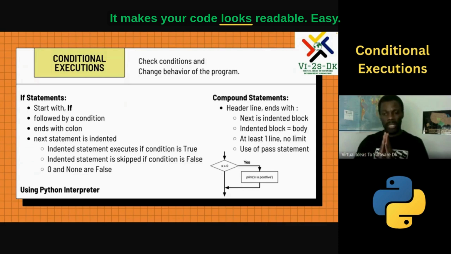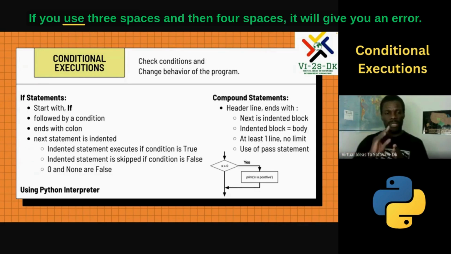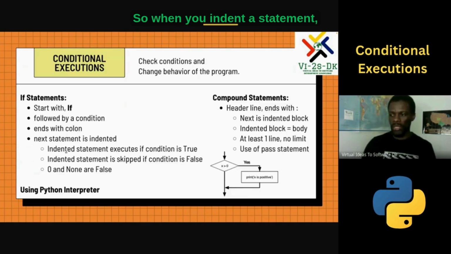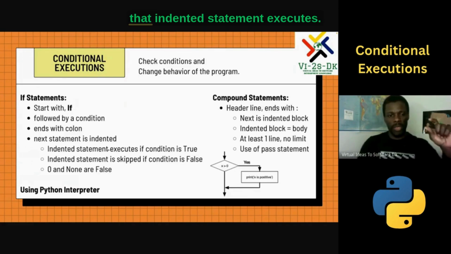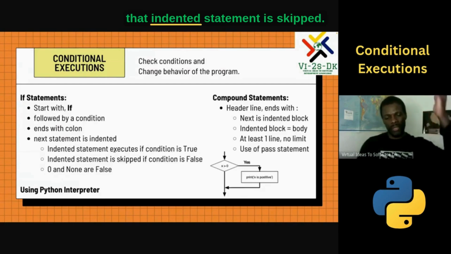It makes your code look readable, easy. If you use 3 tabs and then 2 tabs, it's going to give you an error. If you use 3 spaces and then 4 spaces, it will give you an error. So just be consistent, okay? So when you indent a statement, if that statement is true, that indented statement executes. But if that condition is false, that indented statement is skipped.